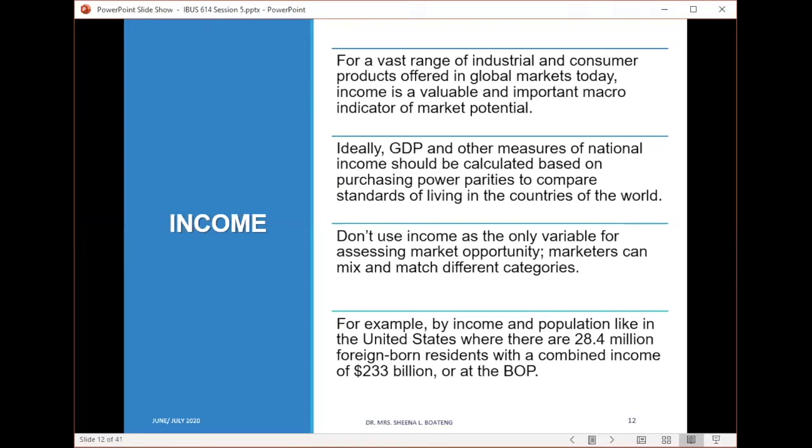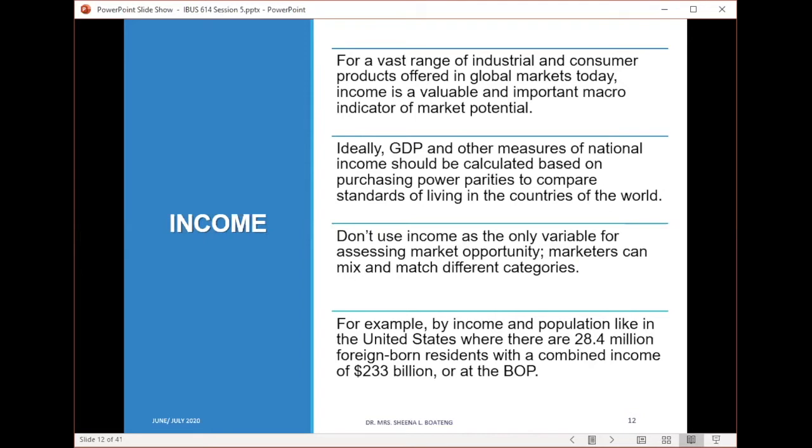So for instance, by income and population, in the United States, there are about 28.4 million foreign-born residents, right? With a combined income of $233 billion. So if you decide you are targeting foreigners who live in the US, this is the amount of income that they have together. So perhaps this is their GNP.